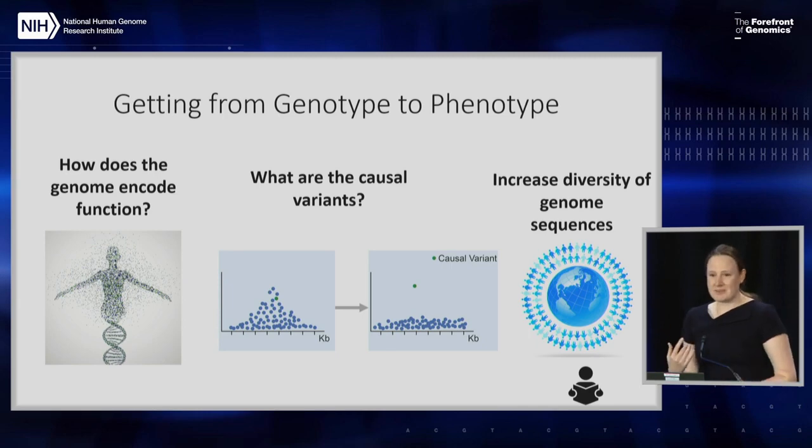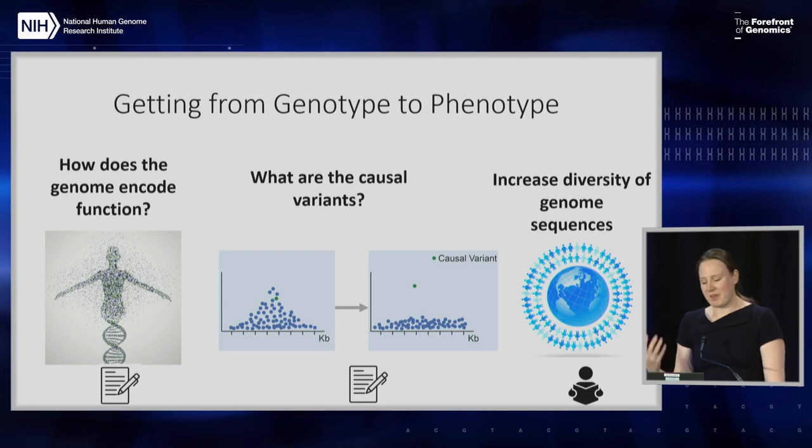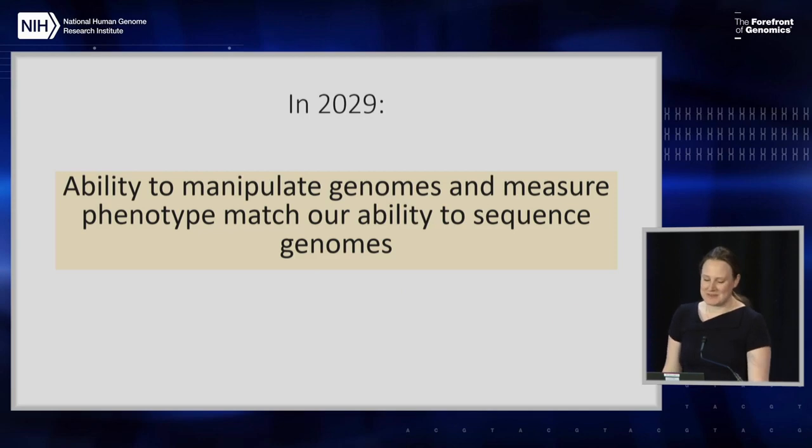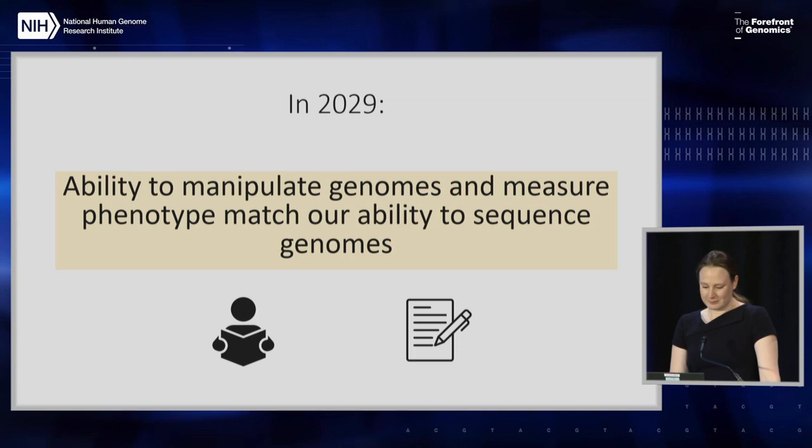But I think if we want to understand how genomes encode function and where the causal variants are, we need to take a new approach. We really need to be writing genomes and manipulating genomes rather than just reading them. And so in my dream world, in 2029, we'll be able to manipulate genomes and measure phenotypes with the same ability that we can sequence genomes. And so we'll go from just reading to reading and writing with equal ability.